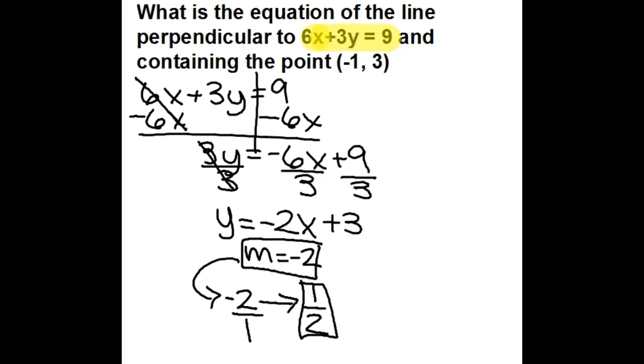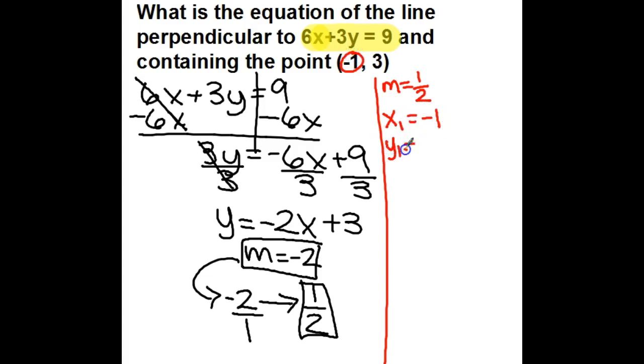So now I'm going to use the point-slope formula to find my new equation. I know my slope is 1/2. My x1 is -1, and my y1 is 3. So point-slope is y - y1 = m(x - x1).